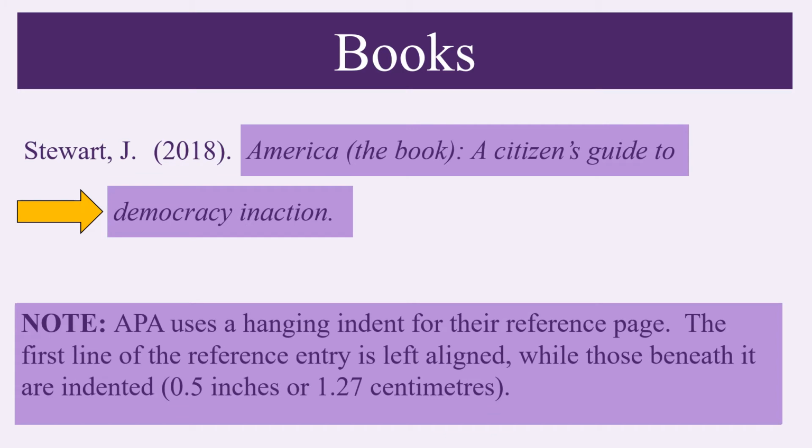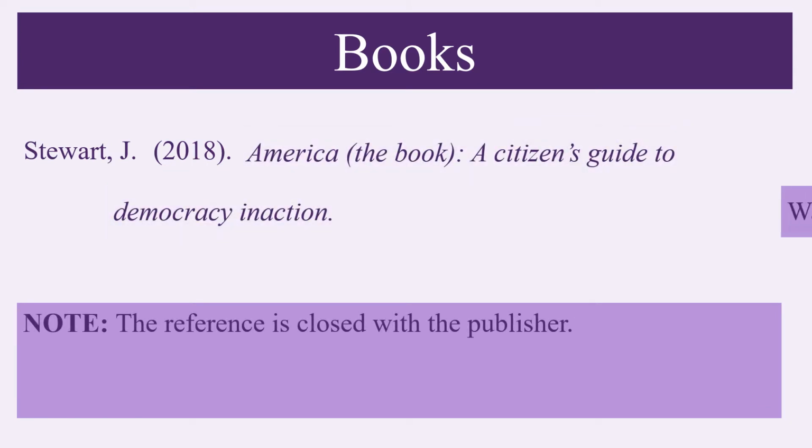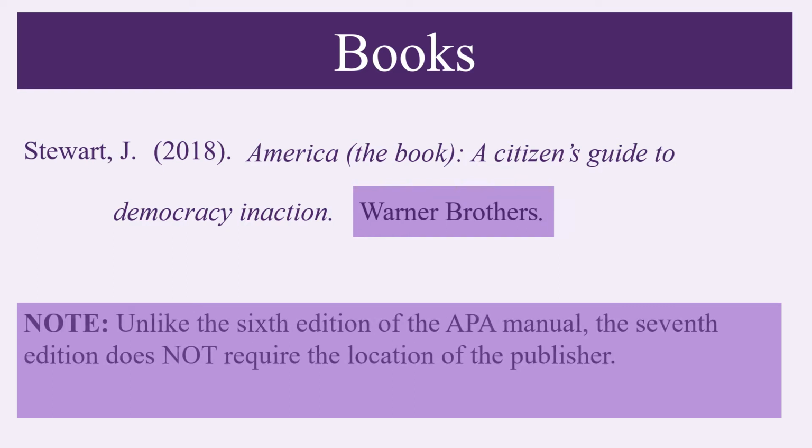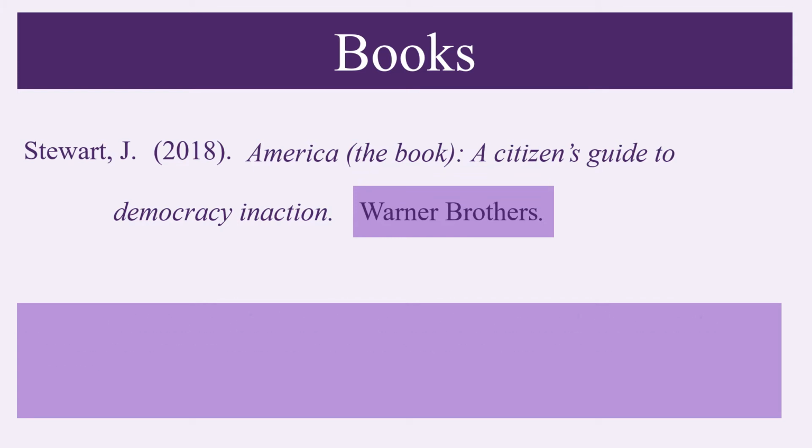In this case, it's important to note that APA uses a hanging indent for their reference page. This means the first line of the reference will be left aligned, while the lines beneath it will be indented 0.5 inches or 1.27 centimeters. The reference for a traditional book will be closed out with the publisher. Important note, unlike the 6th edition of the APA manual, the 7th edition does not require the location of the publisher. In this case, we simply put Warner Brothers. There is no city, state, or province preceding the name of the publisher.